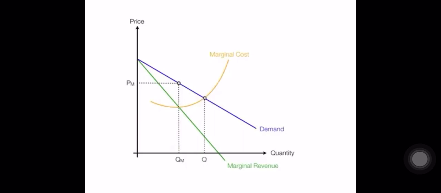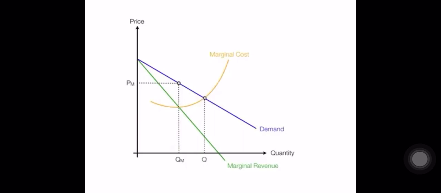Okay? So, note the difference that since this is not where the monopolist is pegging its price, we see that the price is higher than the socially optimal price and the quantity is lesser than the socially optimal quantity.